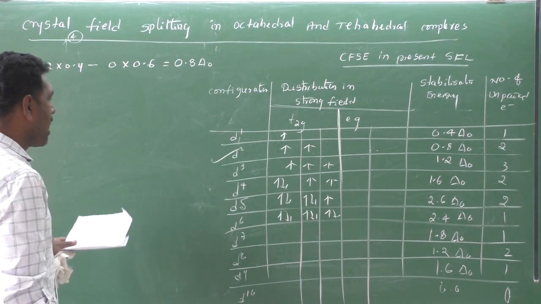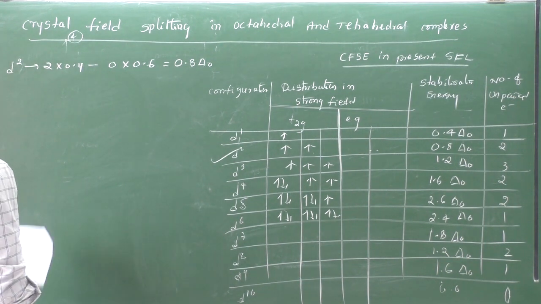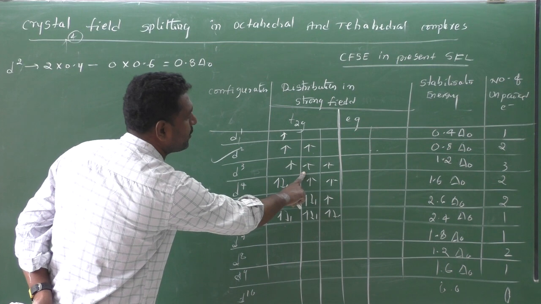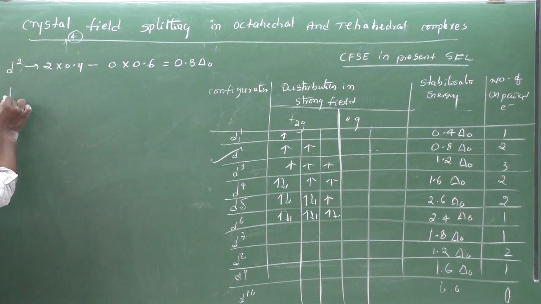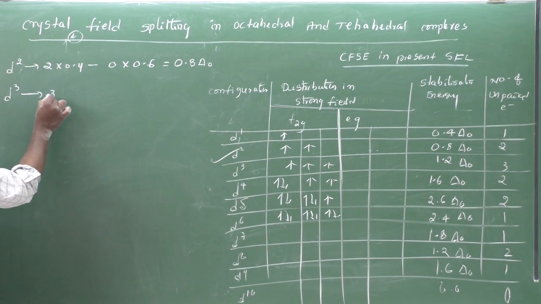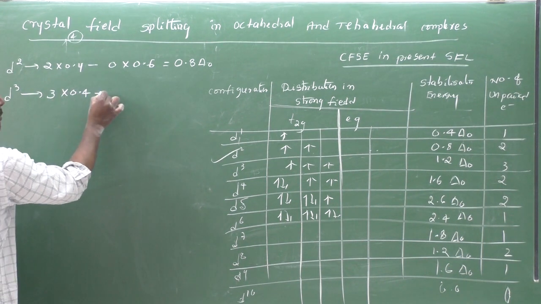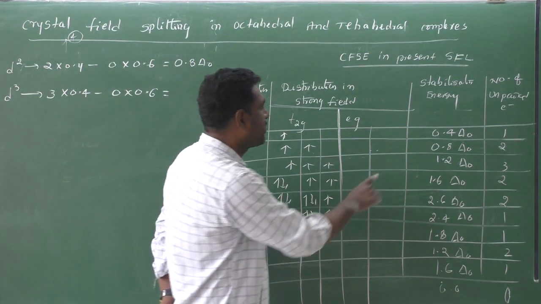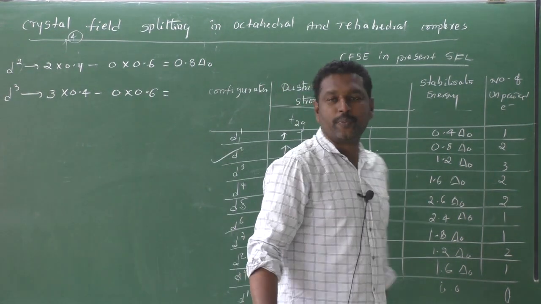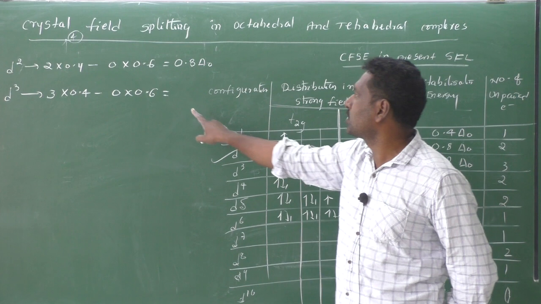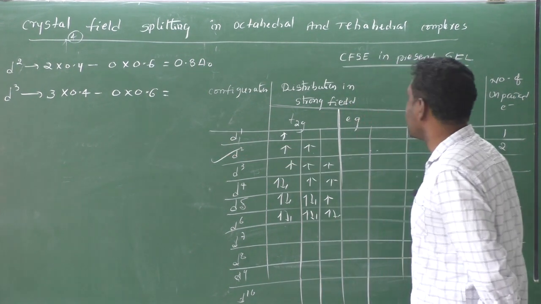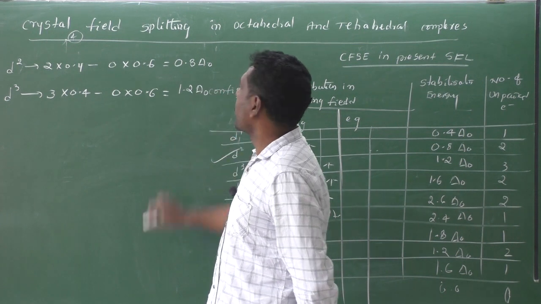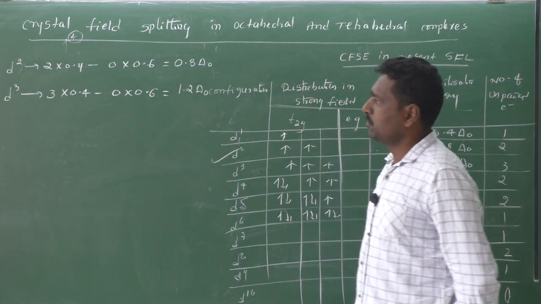For d3, how can we calculate? How many unpaired electrons are there? 3. Therefore for d3, I will write 3 into 0.4 minus 0 into 0.6. The value is 1.2 because the unpaired electrons are 3. This value is 1.2 Δ0.